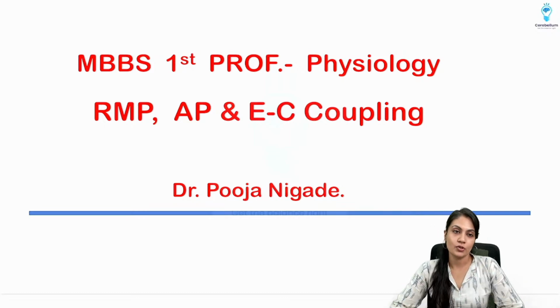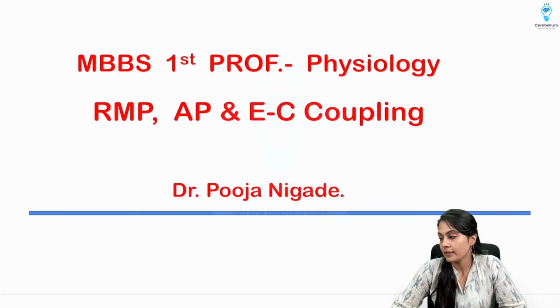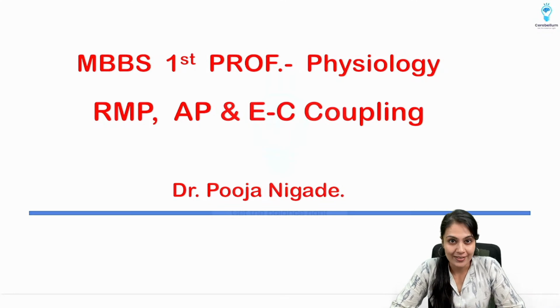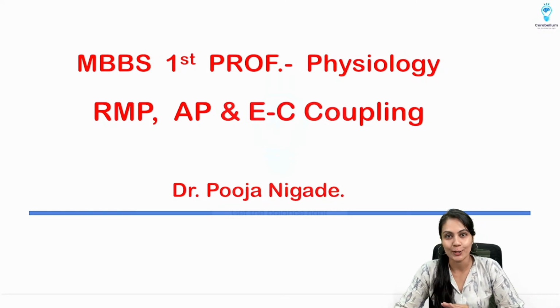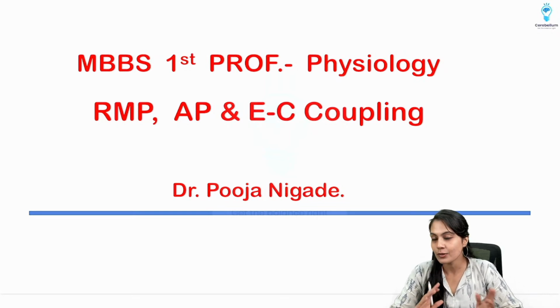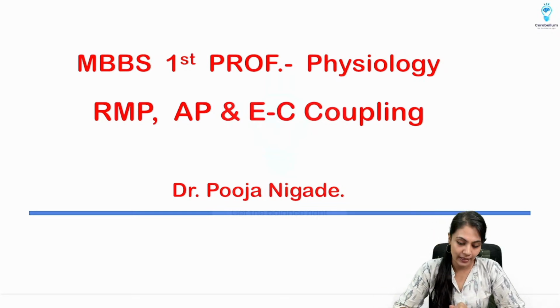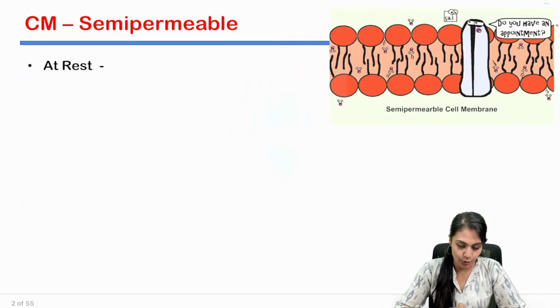Let's start with the first topic, that is RMP, AP and EC coupling, because it is fine on my side. Very good evening all of you. We are going to start with the resting membrane potential. Then we are going to move on to some action, and then we are going to convert that action into contraction. So first of all, from resting we are going to go to the action, and then EC coupling, that is excitation contraction coupling.